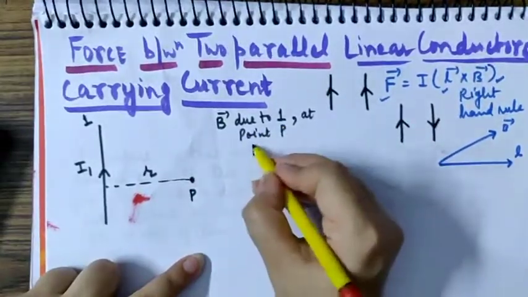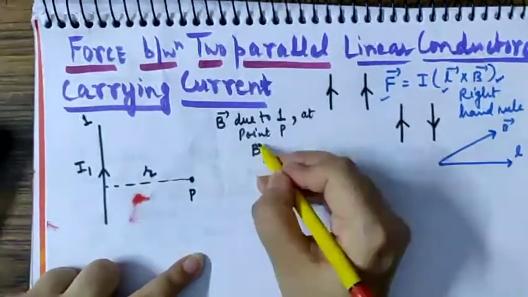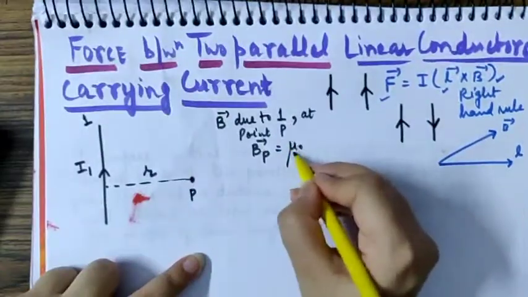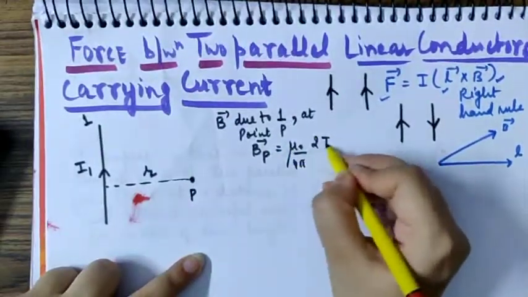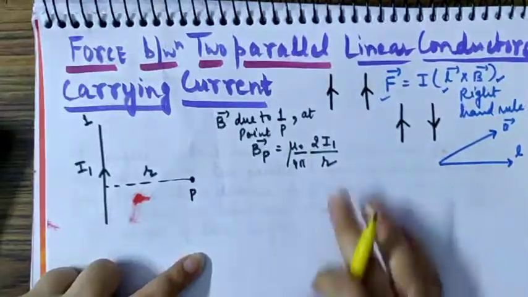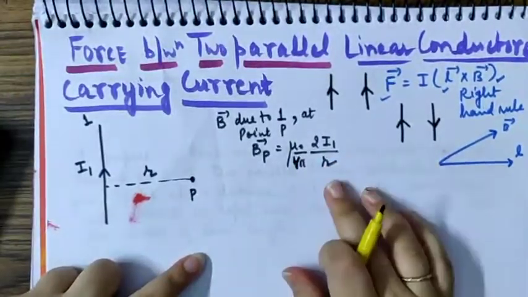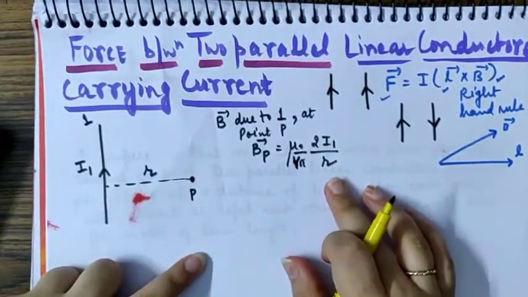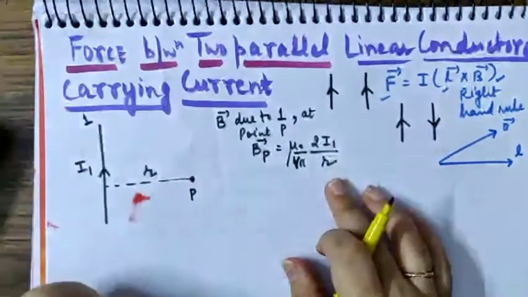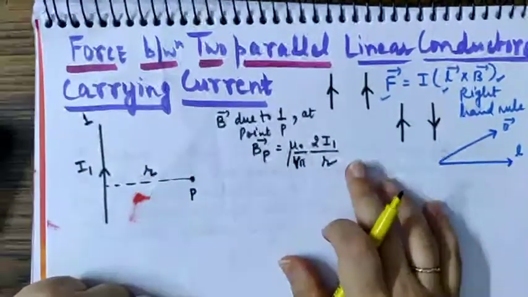What is the value of that magnetic field? I can write the magnetic field BP to be equal to mu naught upon 4 pi times 2 into current divided by distance. This was the formula we studied in Ampere's circuital law. You can look for that video also, in which we studied that formula.